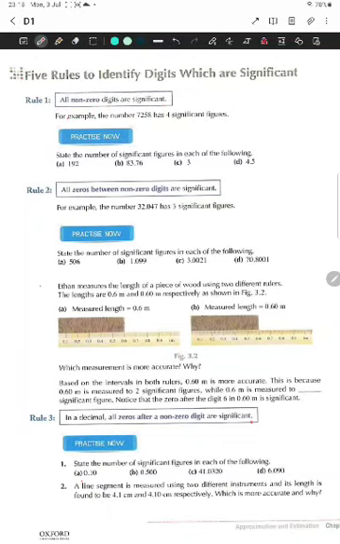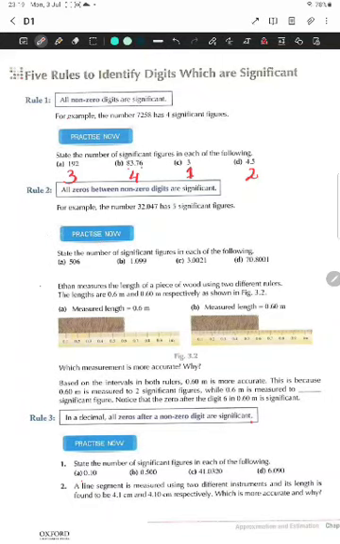For instance, if the number is 192, how many non-zero digits are in this number? 1, 2 and 3. So the number of significant figures in this number will be 3. In this one, the number of non-zero digits is 1, 2, 3 and 4, so the number of significant figures is 4. The number of significant figures in part C is only 1, and it will be 2 in part D. So the first rule states that all the non-zero digits, the digits which are not zero, will be significant.